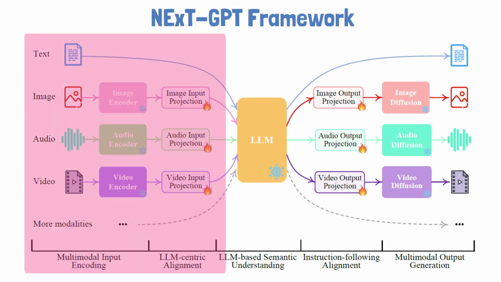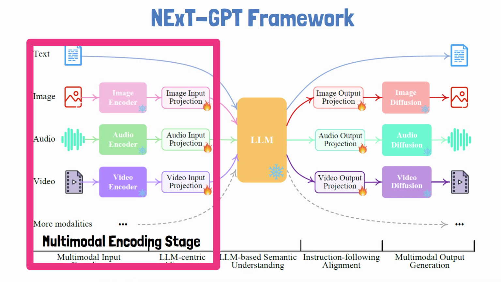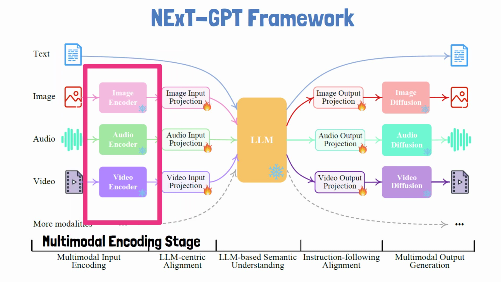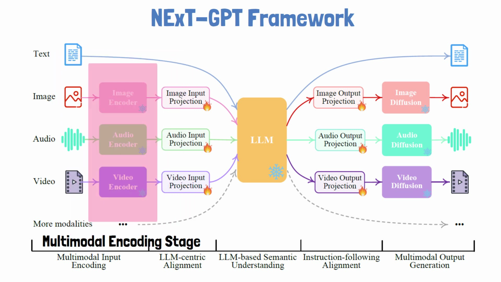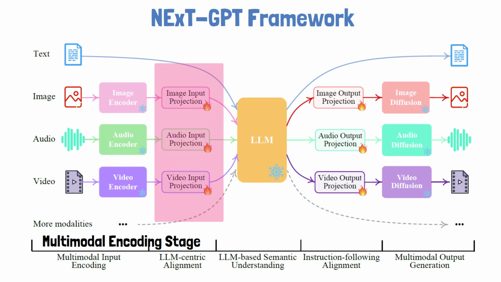The first tier is the multimodal encoding stage, which is in charge of converting the inputs, which are not text, to text prompts, and this stage happens in two steps. The first step is called multimodal input encoding, where each input is passed via an encoder that can process its modality, which gives us semantic embeddings of the input. The second step is called LLM-centric alignment, where the embeddings are passed via small linear models, which are called input projection models, in order to generate text from the embeddings, which the LLM can understand.